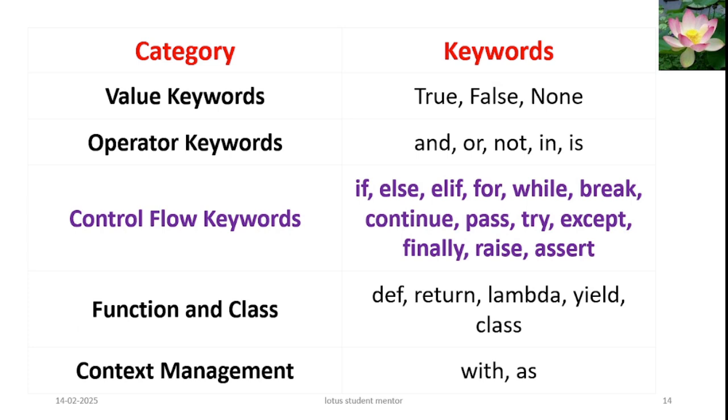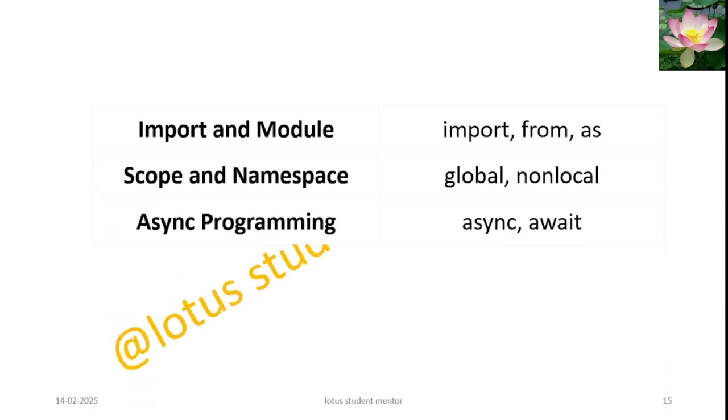These 35 keywords are categorized into 8 categories such as value keywords, operator keywords, control flow keywords, function and class, context management, import and module, scope and namespace, and async programming. These are the 8 categories. If we combine these keywords, there will be 35 keywords available.